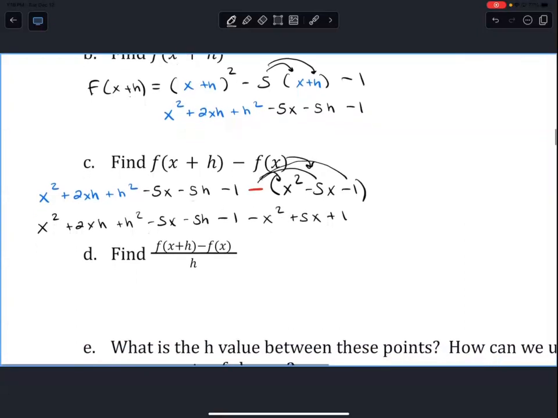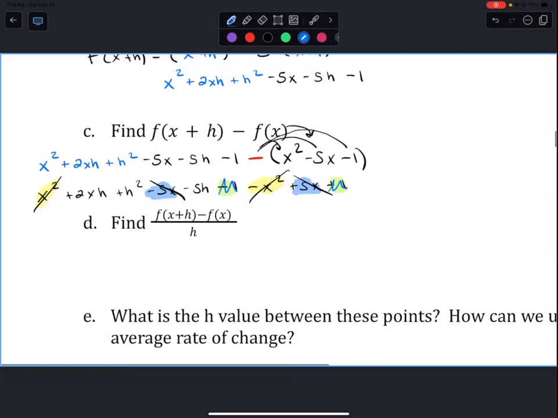What are like terms that can simplify? I'll highlight some of these. I got x squared and negative x squared. Those are going to simplify out. What else do I have? I have a negative 5x, a positive 5x. Those will simplify out. And one more. I have a negative 1 and a positive 1. And those will cancel out as well. So I'm left with 2xh plus h squared minus 5h. Okay, so I got 1, 2, 3 terms left.